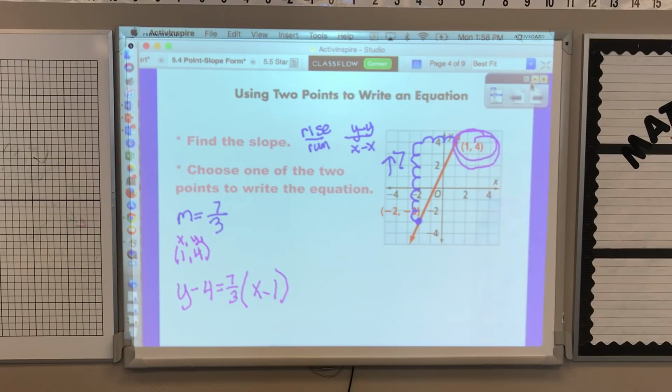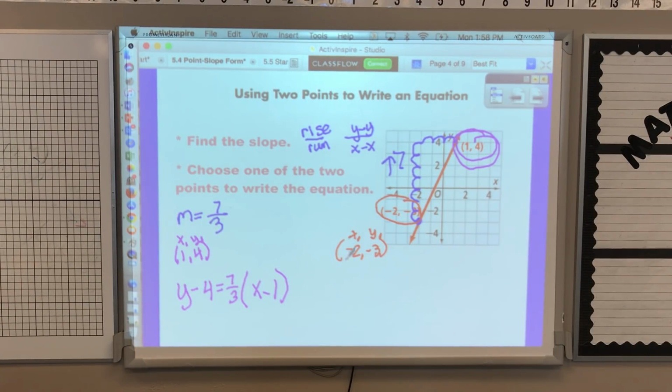we choose the -2, -3, then my x1 is going to be -2, y1 would be -3, and my m would still be that 7/3. And the reason you can pick either one is because when you distribute and get rid of those parentheses, they simplify to the same thing once you have it in y equals.